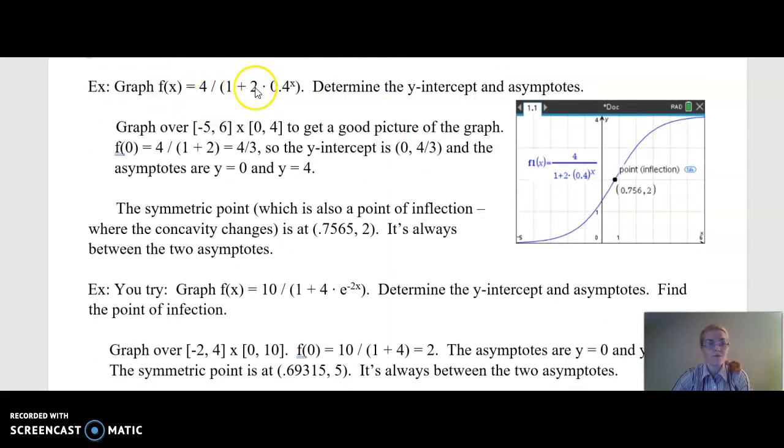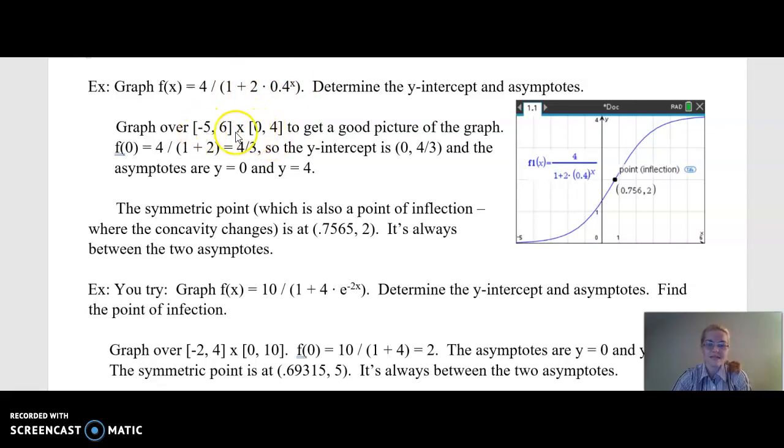So 4 over 1 plus 2 times 0.4 to the x. Again, this is a logistic function because my base here is less than 1. And I've got a constant over 1 plus coefficient base less than 1, x. So when you punch that into your calculator, right, go ahead and change the view. How do you know what the view should be? Well, the x's typically don't have to be that far apart from each other. How are you going to know what your y value should be? This constant up top, right, is going to be kind of like your upper bound. And then if this is a proper logistic function, your lower bound should be 0.